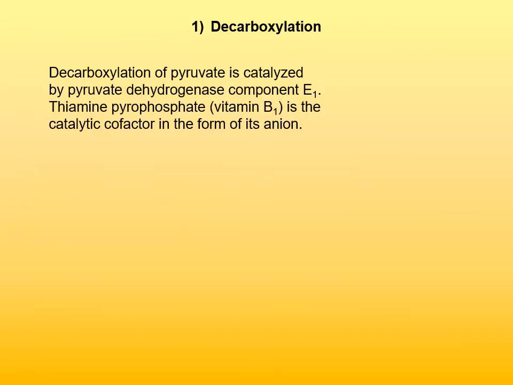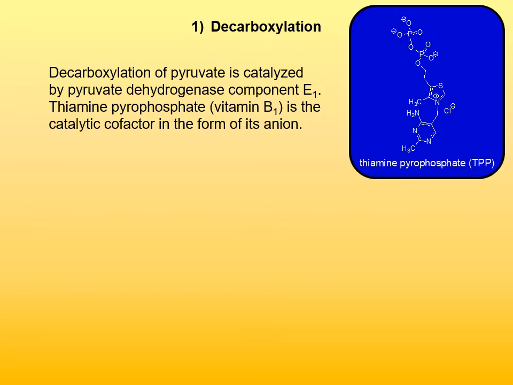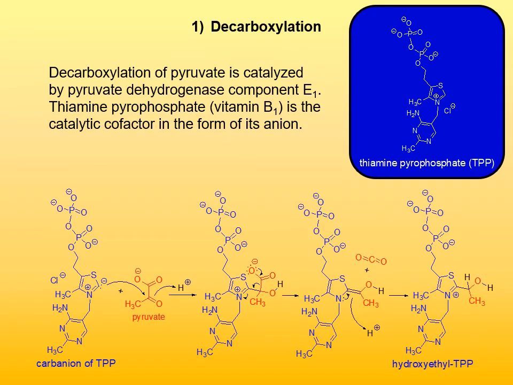The first step of the sequence is decarboxylation of pyruvate. It is catalyzed by pyruvate dehydrogenase component E1. Thiamine pyrophosphate or vitamin B1 is the catalytic cofactor, and in this reaction it is in the form of its anion. The anion reacts with pyruvate to give the intermediate, which is decarboxylated, and the product is hydroxyethyl TPP.